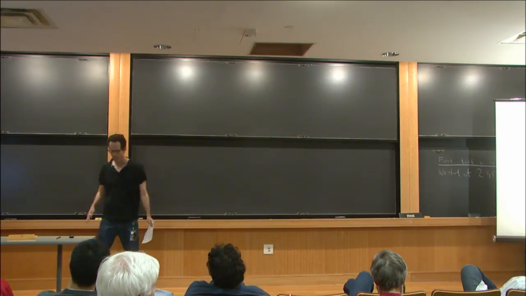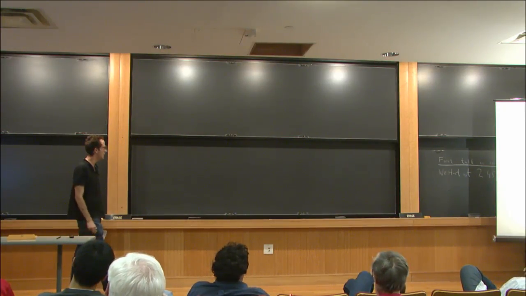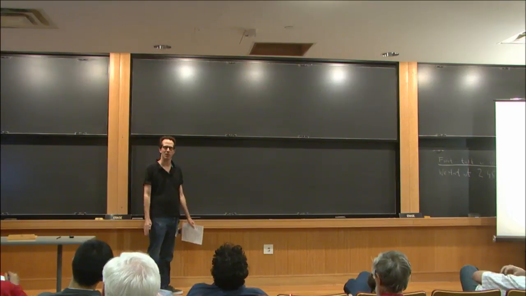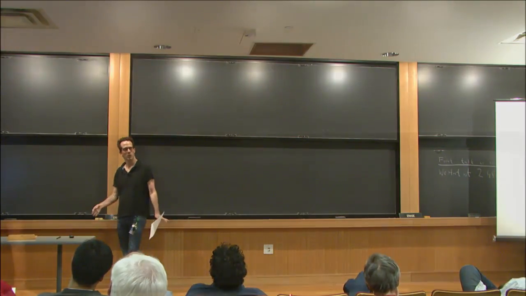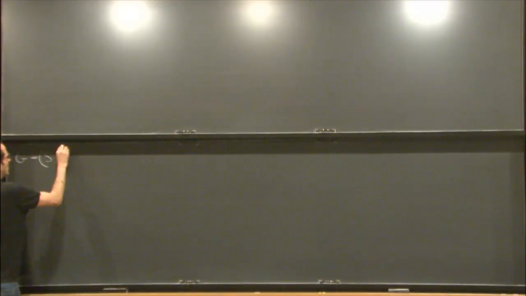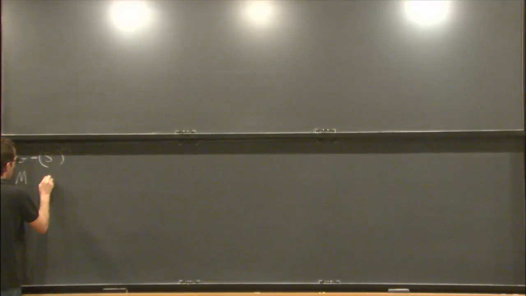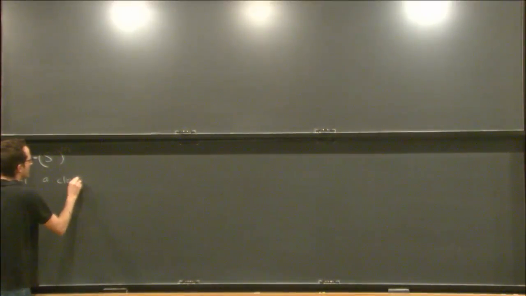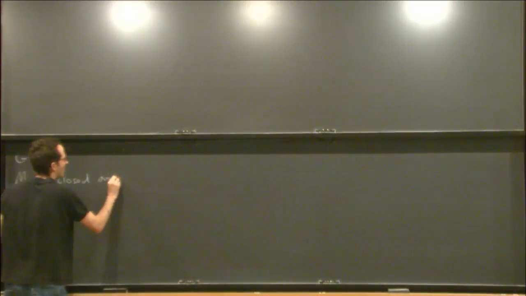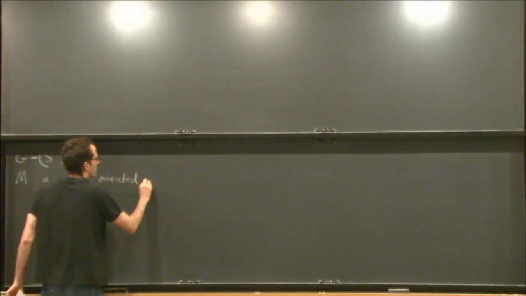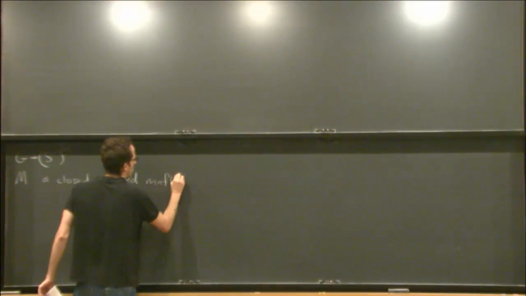I want to tell you today how you can derive relations from fixed-point localization. So let me start by briefly recalling what the fixed-point formula says. Let G be a torus group, and let M be a closed oriented manifold with a G action.